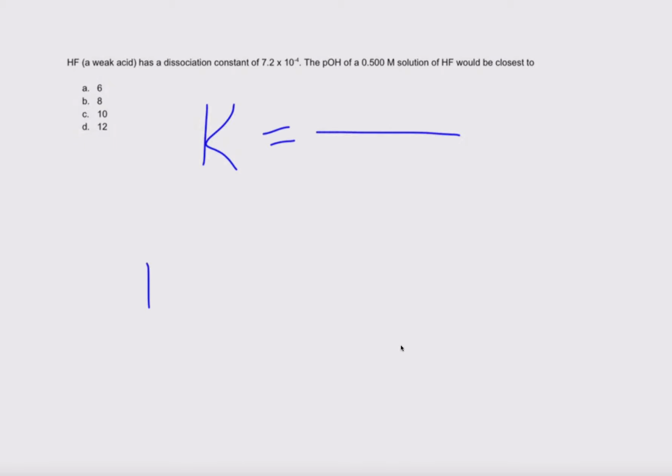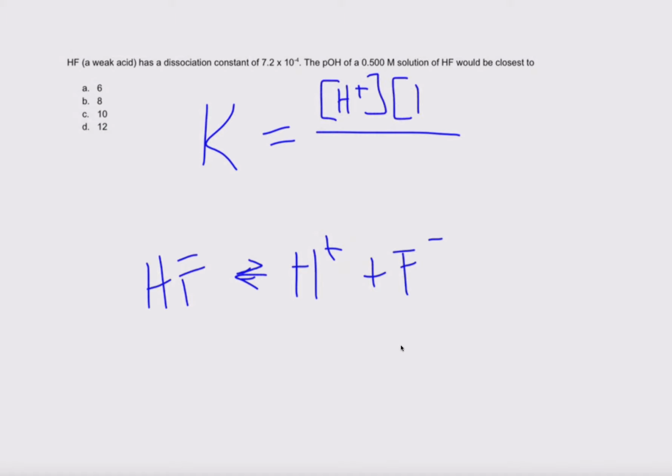and then we're going to end up with H plus and F minus. All right, so the constant expression for this would be the concentration of hydrogen times the concentration of fluoride over the concentration of hydrogen fluoride. Right? That'd be the constant. And we know the constant in this case is 7.2 times 10 to the negative fourth. So, how do we get from here to there, to pH to pOH?